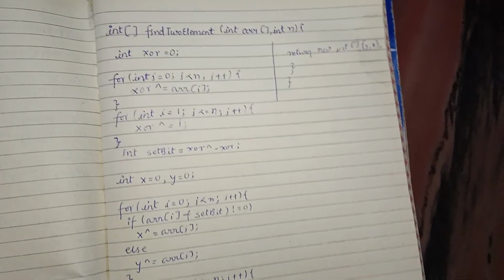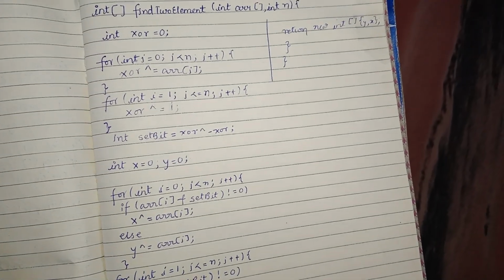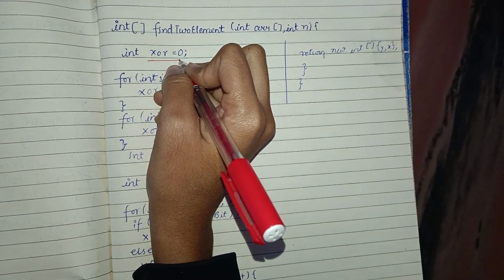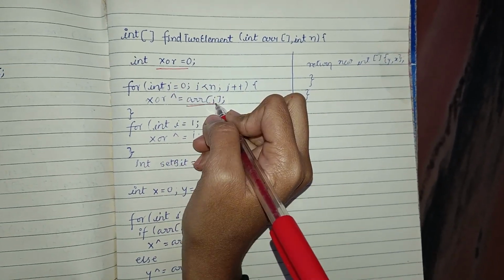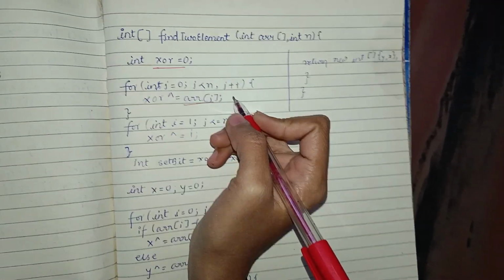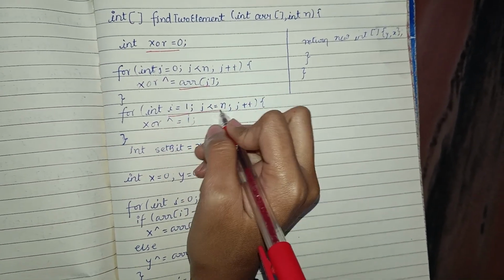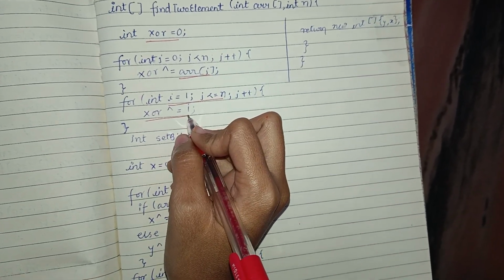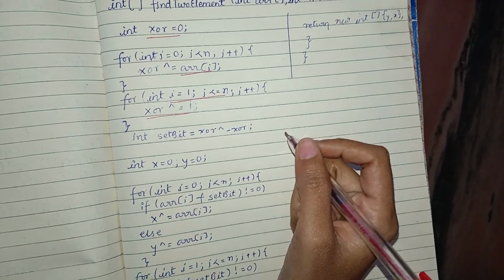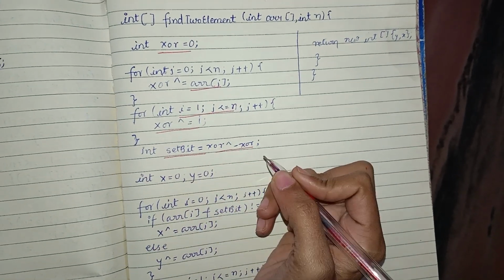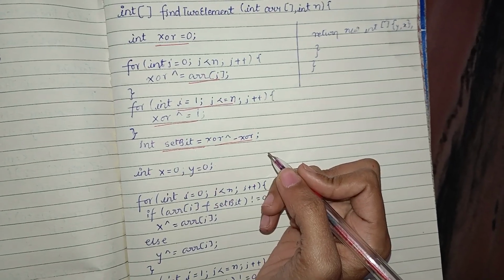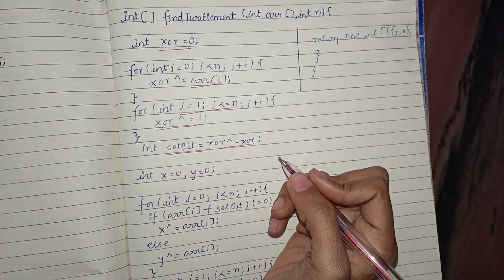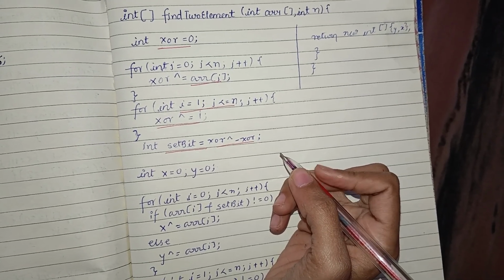Now we will see the optimized solution of repeating and missing. First we initialize XOR as 0. We XOR all elements of the array. Then we XOR all the numbers from 1 to n. Now XOR contains missing XOR repeating. We find the rightmost set bit. This bit helps us divide numbers into two groups. We XOR array elements based on the set bit. We XOR numbers from 1 to n in the same way.